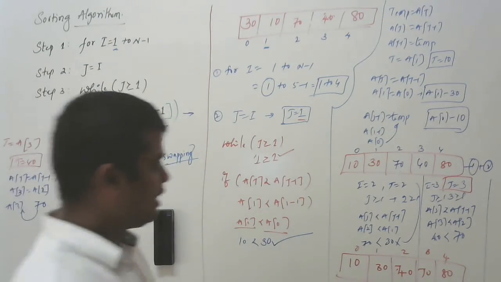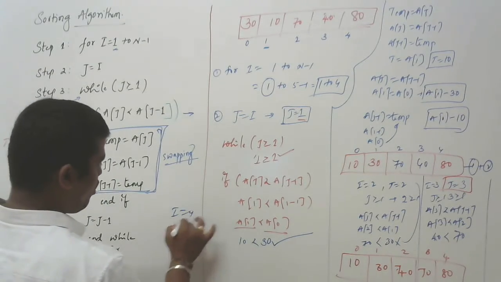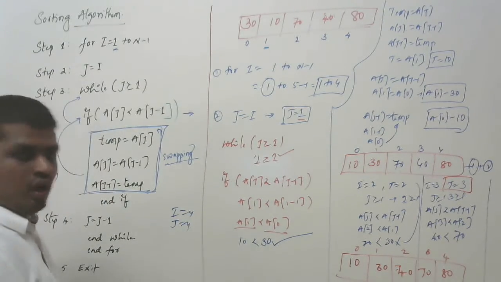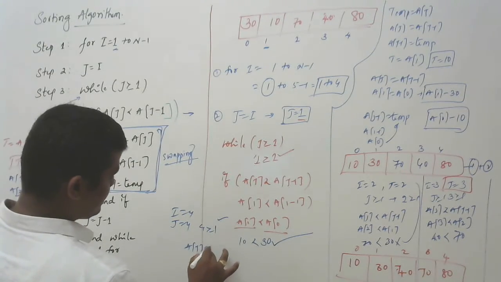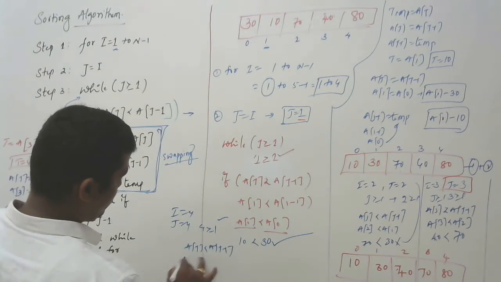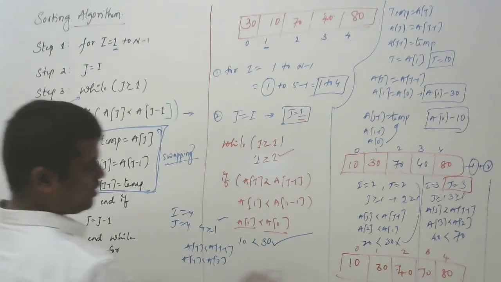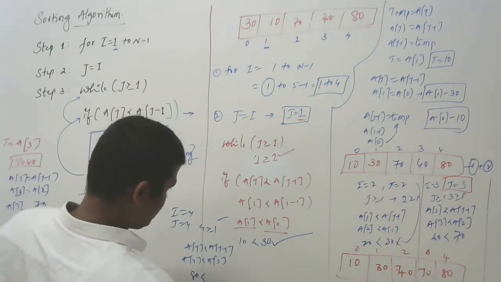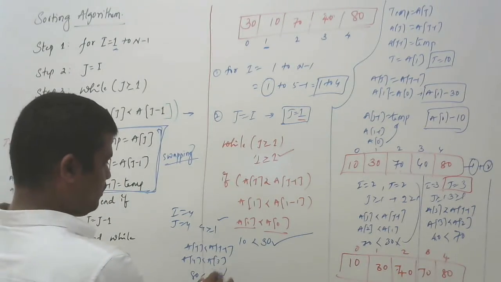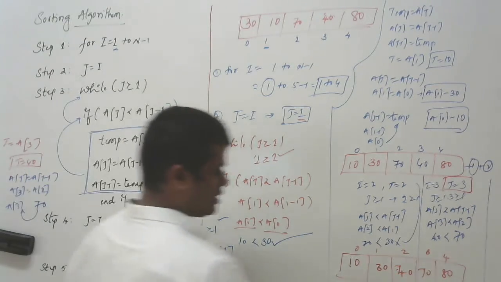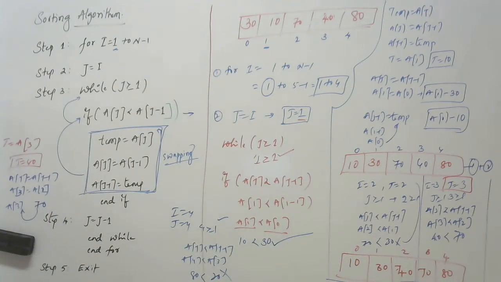Okay. Again, i value becomes now 4. J value becomes 4. 4 is greater than 1. The condition is true. A of j is lesser than a of j minus 1. A of 4 is lesser than a of 4 minus 1, that is 3. So a of 4 value is 80, a of 3 value is 70. Is 80 lesser than 70? The condition is false. So no changes. This will be your output. Same thing, you just copy.